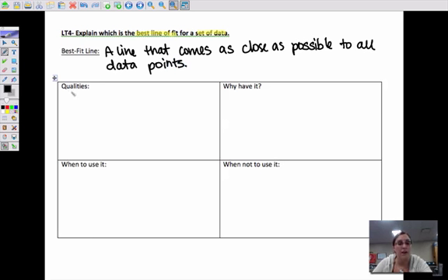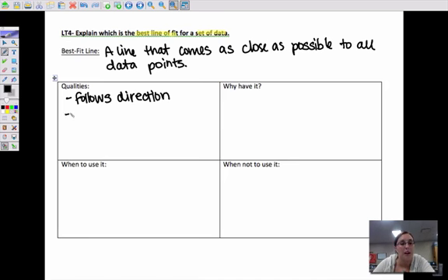The qualities that it has is it follows the correct direction. So if the points are in a positive direction, the line should have a positive slope. If the scatter plot is going in a negative direction, the line should have a negative slope.